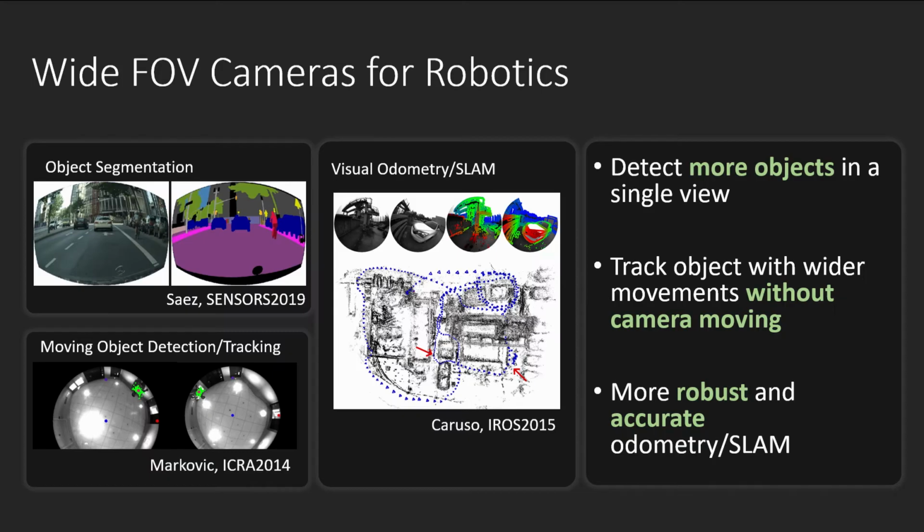Wide field of view cameras are very advantageous for robotics applications. For example, in object segmentation and detection, we can detect more objects compared to perspective cameras. We can also track an object with wider range of movement without having to move or rotate the camera. It also adds robustness and accuracy for visual odometry and SLAM applications.